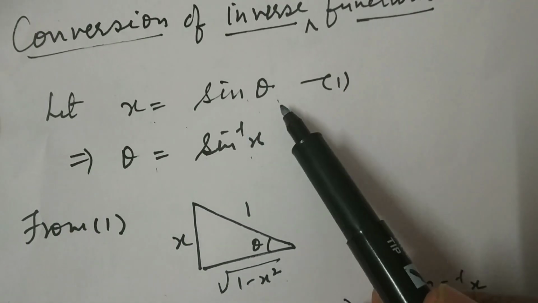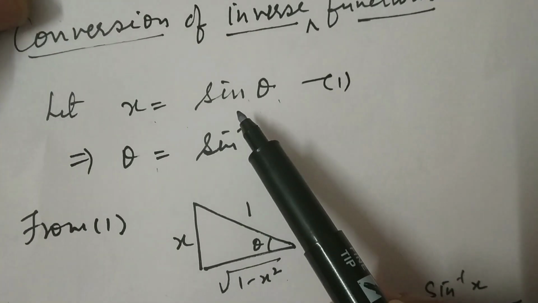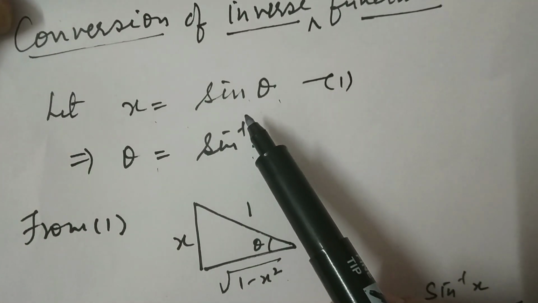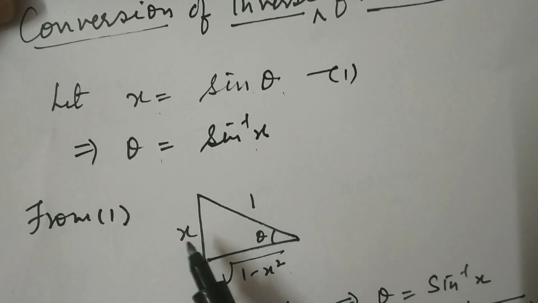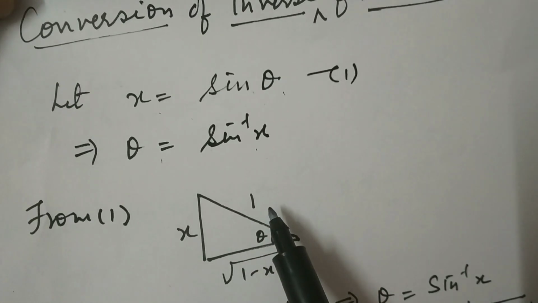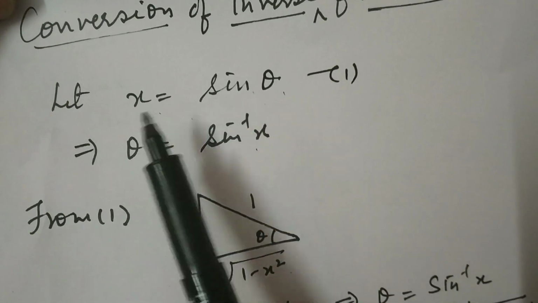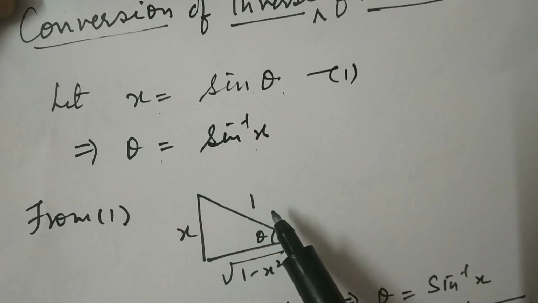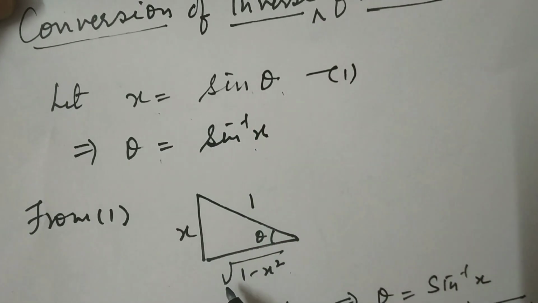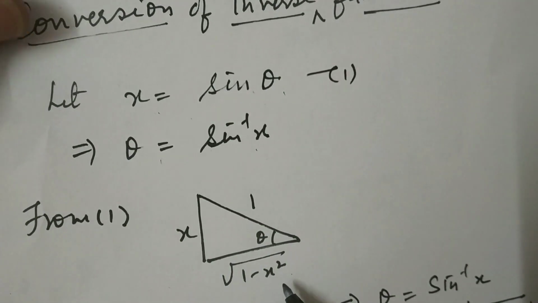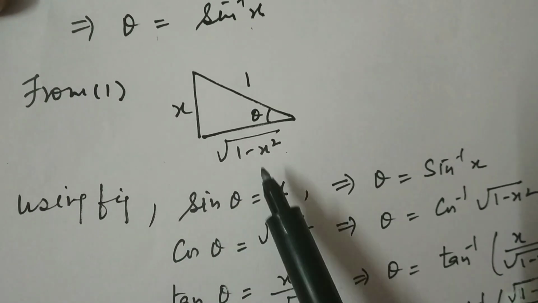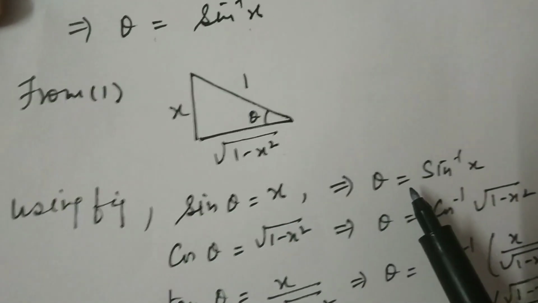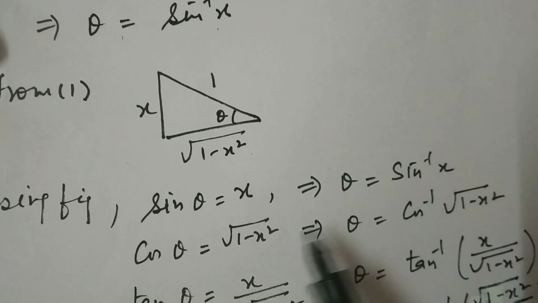Now using the property of sine theta which we studied in our secondary classes, if we make a right angle triangle, sine theta means perpendicular upon hypotenuse. So here in this case x denotes the perpendicular and the hypotenuse is 1. So the base becomes under root 1 minus x square. Now using this figure I can see that sine theta is equal to x, so theta is equal to sine inverse x.